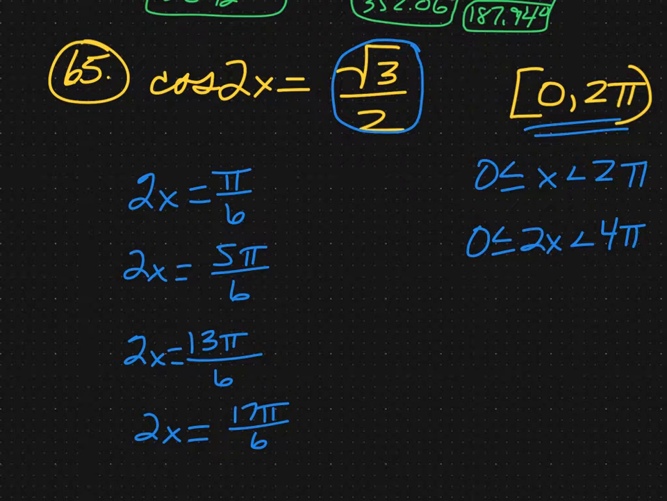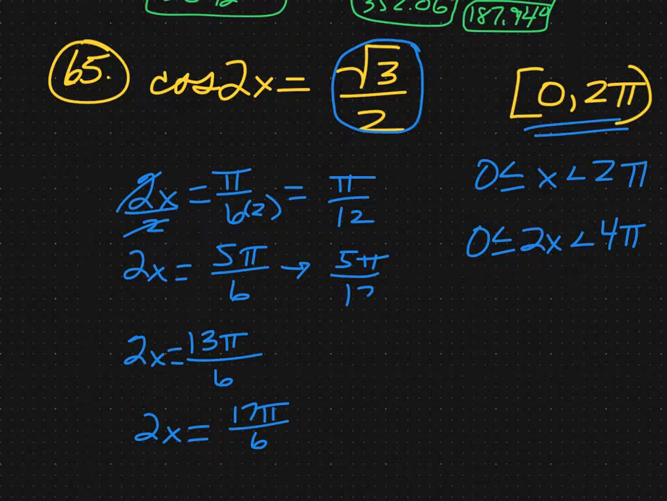Now, if we divide all four of those equations on both sides by 2, that's going to put a 2 in each one of these denominators on the right side and make those denominators 12. So using the same logic, this one's going to end up being 5 pi over 12. This one will be 13 pi over 12. And this one will be 17 pi over 12. So there are your four solutions.